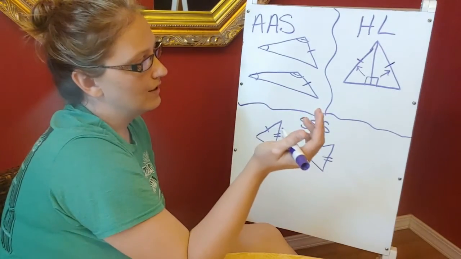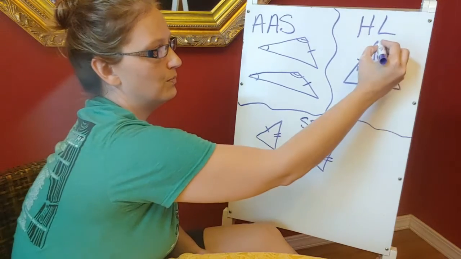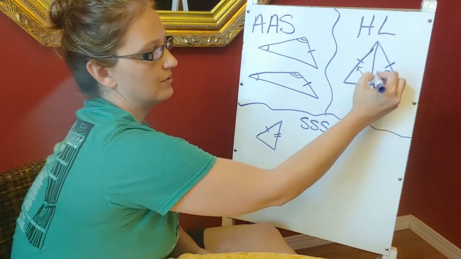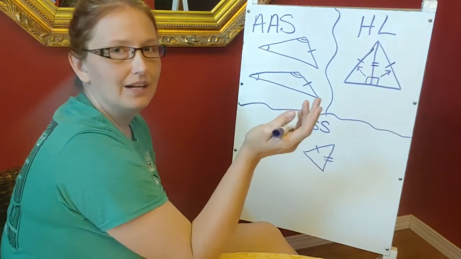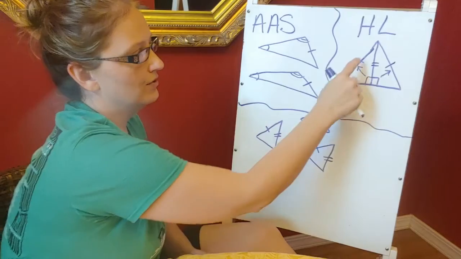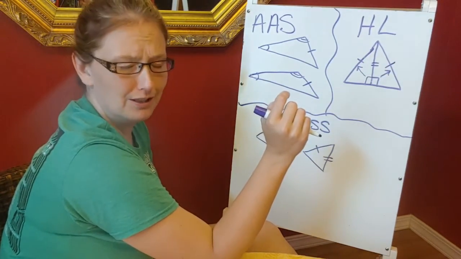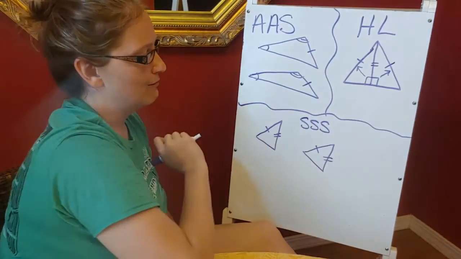Now for the leg part of this, I need another set of sides that's congruent. Well, they both share this side right here. So this side has to be congruent to itself. And so in a right triangle, I've proved congruence if I know that the hypotenuses are congruent and then that one of the legs is congruent. And so that one's complete.